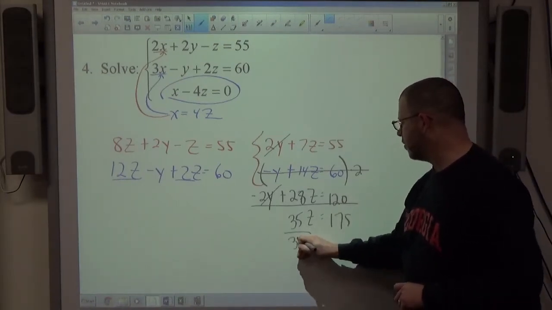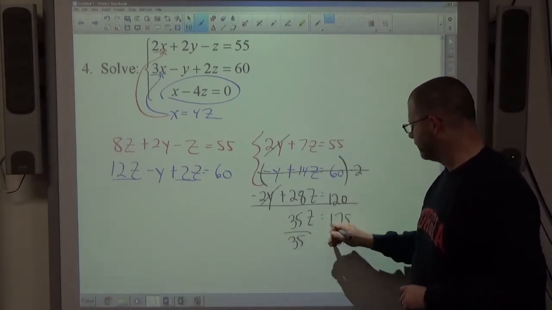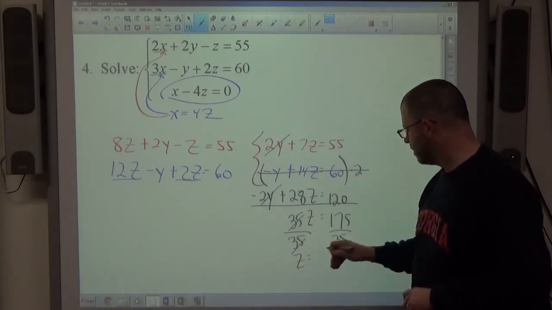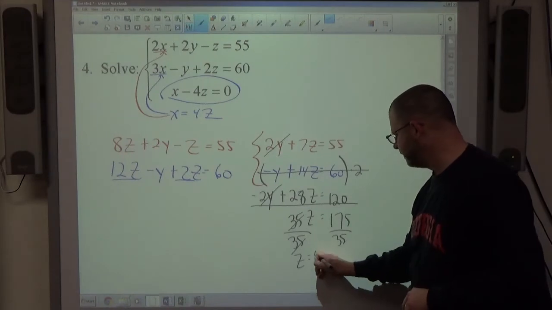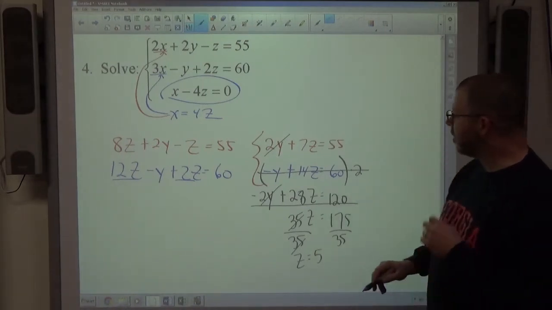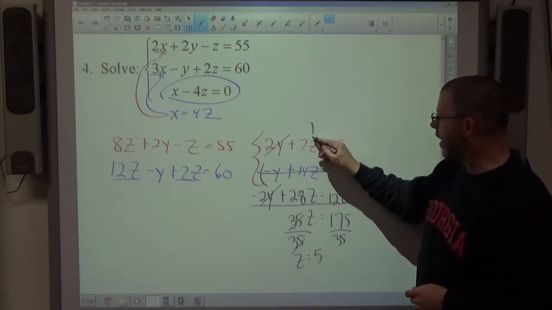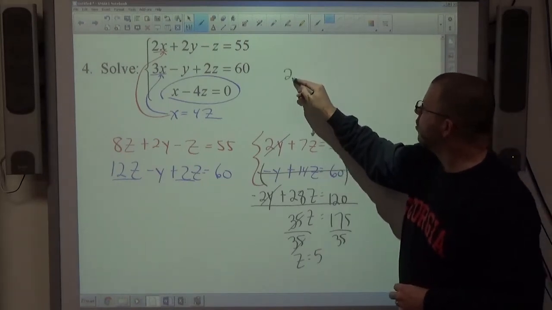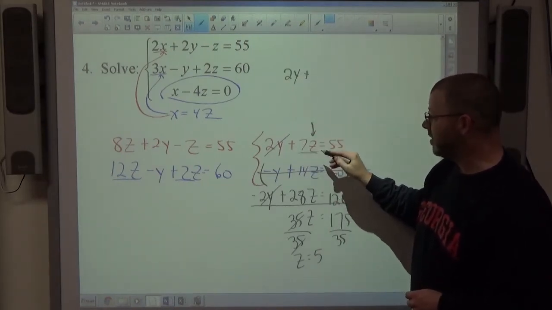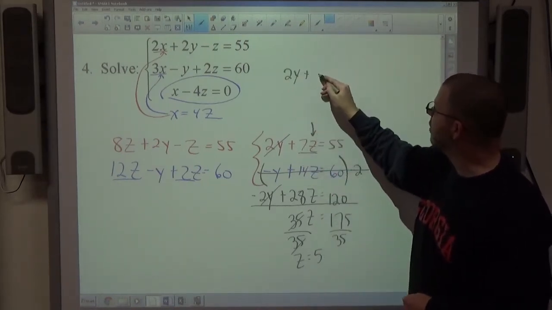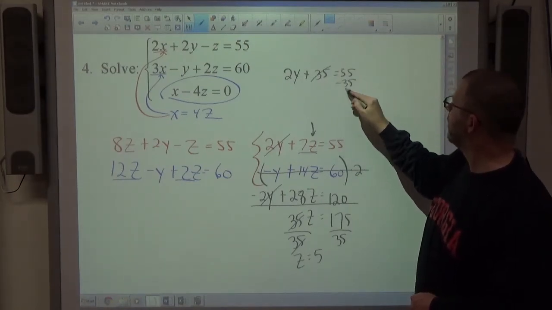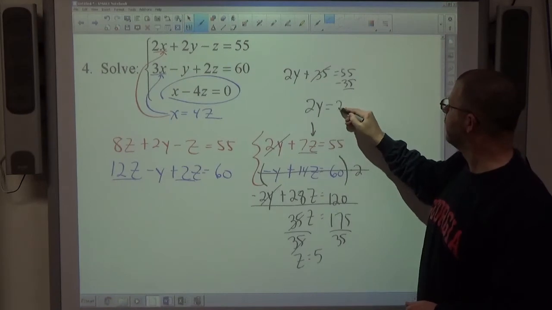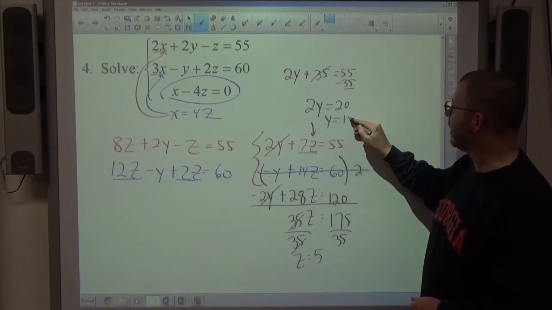Divide by 35 on both sides. That's going to be z is equal to 5. Once I know that z is equal to 5, I can go back to any equation. I'm going to go right here. I know that 2y plus 7 times z, which is 5, so 7 times 5, 35, is equal to 55. Move the 35 over, that means 2y is equal to 20. Divide by 2, y is equal to 10.